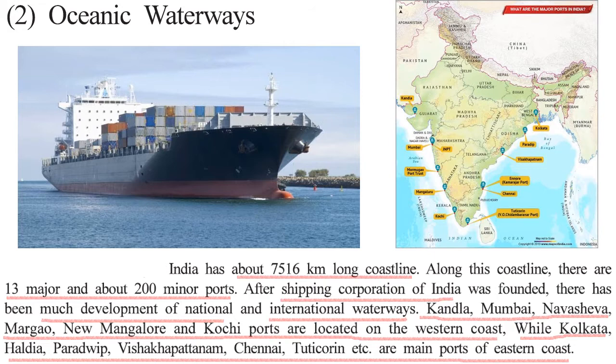In the map given beside the ship, I have depicted some of the major international ports of India. You can zoom in on your YouTube video and check their names. Kandla, Mumbai, Nhava Sheva, Margoa, New Mangalore and Kochi ports are on the western side, while Kolkata, Haldia, Paradip, Visakhapatnam, Chennai, Tuticorin are the eastern main ports of India.